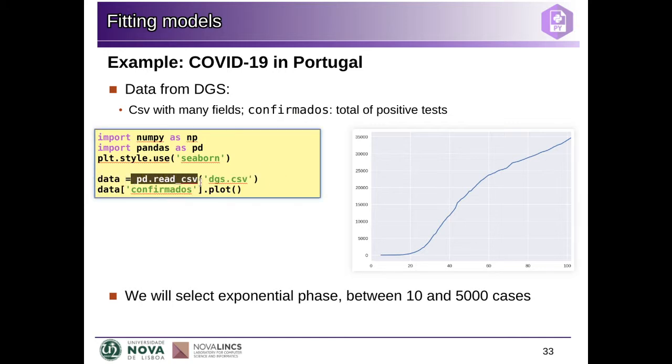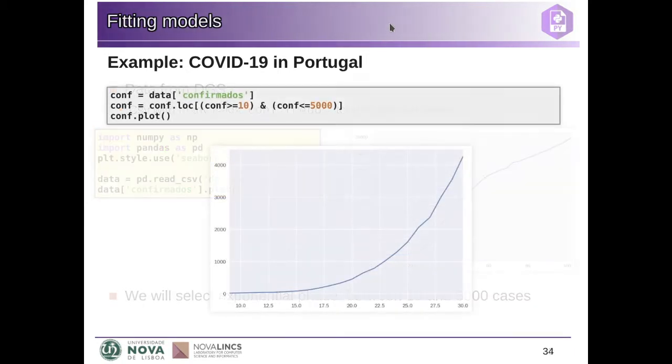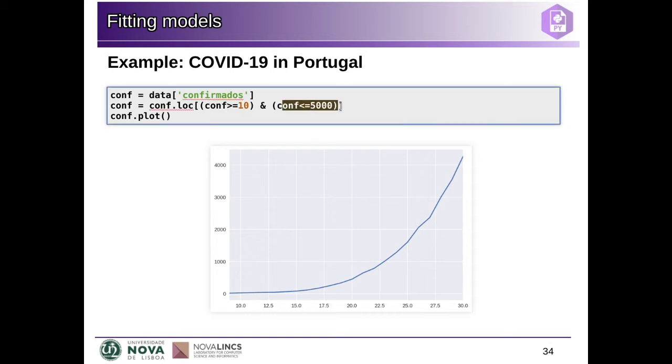You read the CSV from the file into a data frame, and now you just say, I want this column and plot it. If you do this, you just get the plot immediately. So this is very simple, very easy to use, just to start examining the data. Okay, so selecting those with more than 10 and less than 5,000 cases, so the days which have at least 10 confirmed cases and up to 5,000, it's easy.